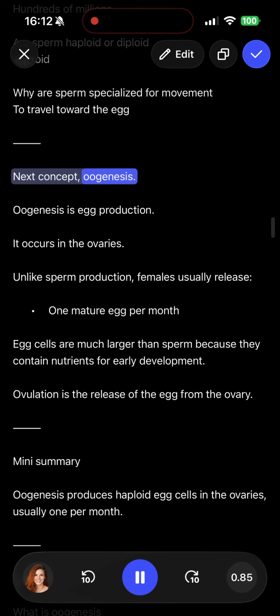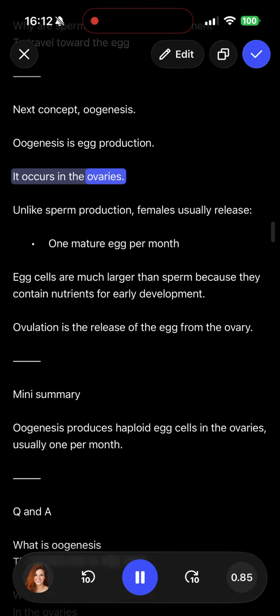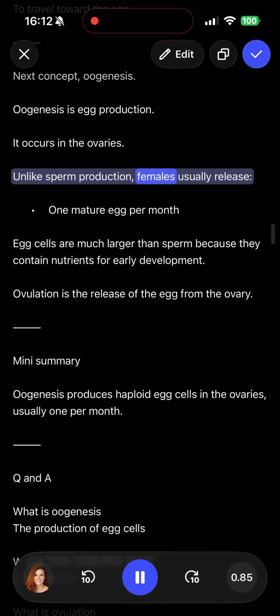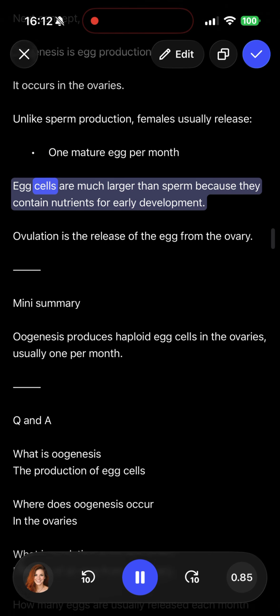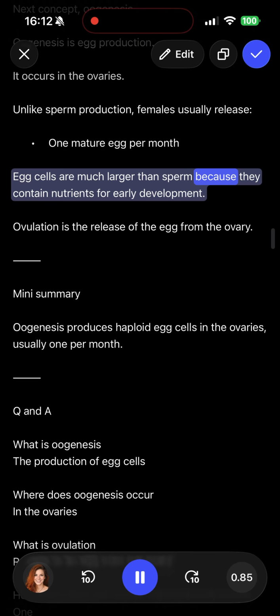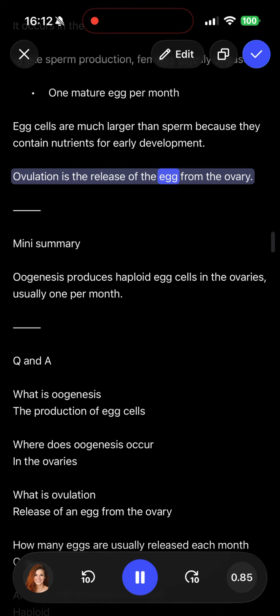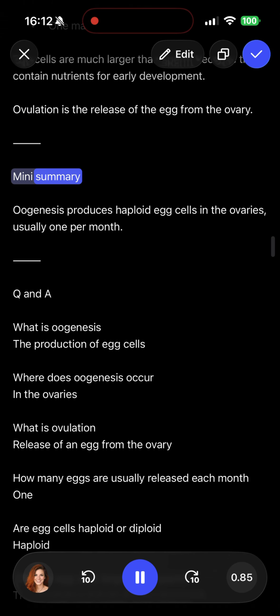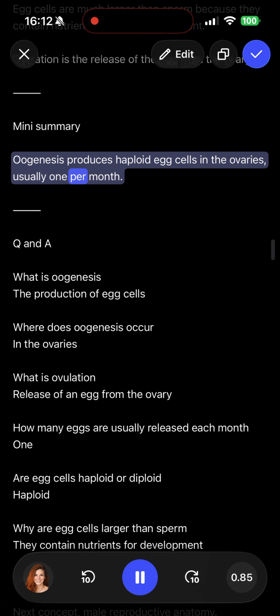Next concept, oogenesis. Oogenesis is egg production. It occurs in the ovaries. Unlike sperm production, females usually release one mature egg per month. Egg cells are much larger than sperm because they contain nutrients for early development. Ovulation is the release of the egg from the ovary. Mini summary. Oogenesis produces haploid egg cells in the ovaries, usually one per month.